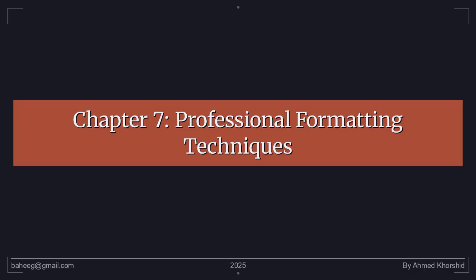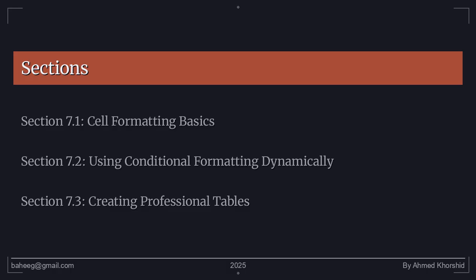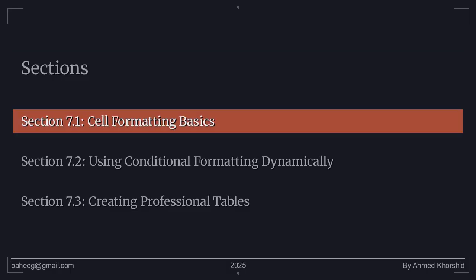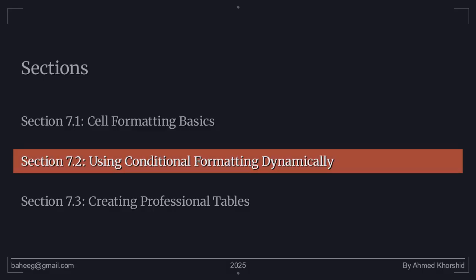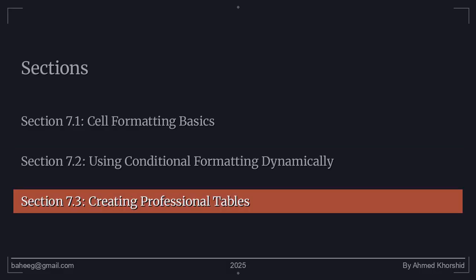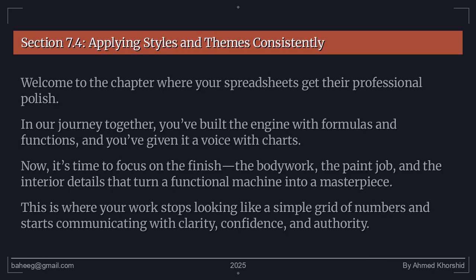Chapter 7: Professional Formatting Techniques. Sections. Section 7.1, Cell Formatting Basics. Section 7.2, Using Conditional Formatting Dynamically. Section 7.3, Creating Professional Tables. Section 7.4, Applying Styles and Themes Consistently.